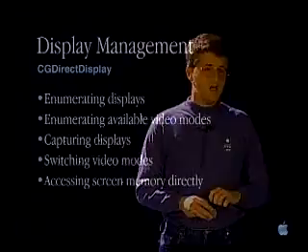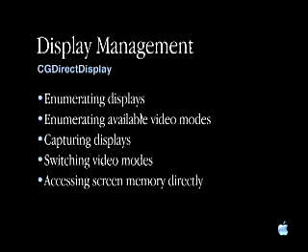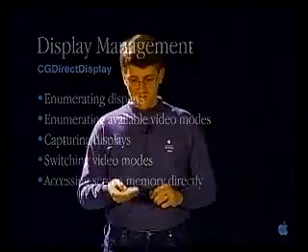Now the new API on Mac OS X for doing display management is called CGDirectDisplay, and that's part of Core Graphics. You'll find it under the ApplicationServices umbrella framework, and it lets you do a number of different things that you would expect. You can enumerate displays. You can enumerate the available video modes for a given display. You can capture displays so that you control them completely. You can switch the video modes on those displays, and you can also, if you really need to, get access to screen memory directly. And I'll show you some code on how to do all of these things.